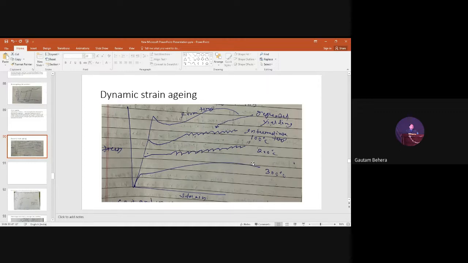What happens when we increase the temperature of the material? What happens to the ductility? Ductility increases. What decreases? Strength decreases. If strength decreases, will the stress be less or more? Less. Obviously, if the stress is less, the dislocation movement will be easy or difficult? Easy. So that is happening here. There is no problem when you are increasing the temperature.